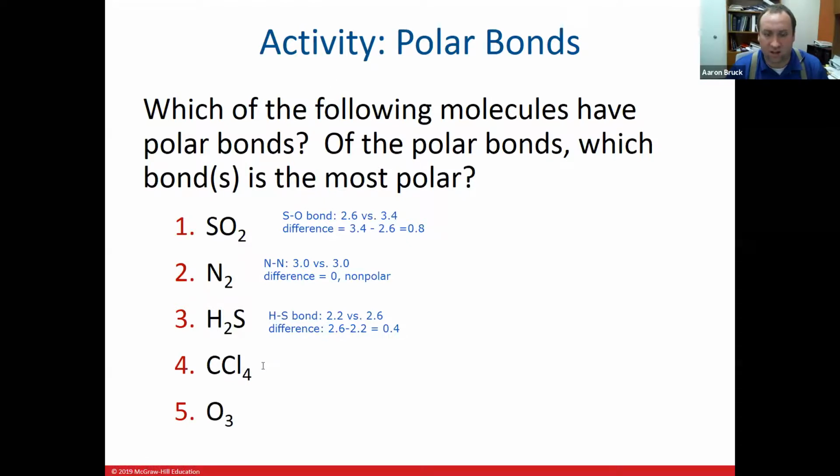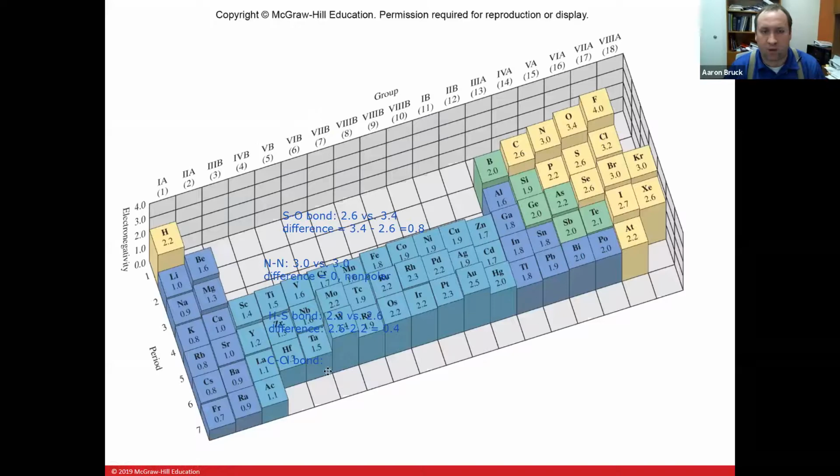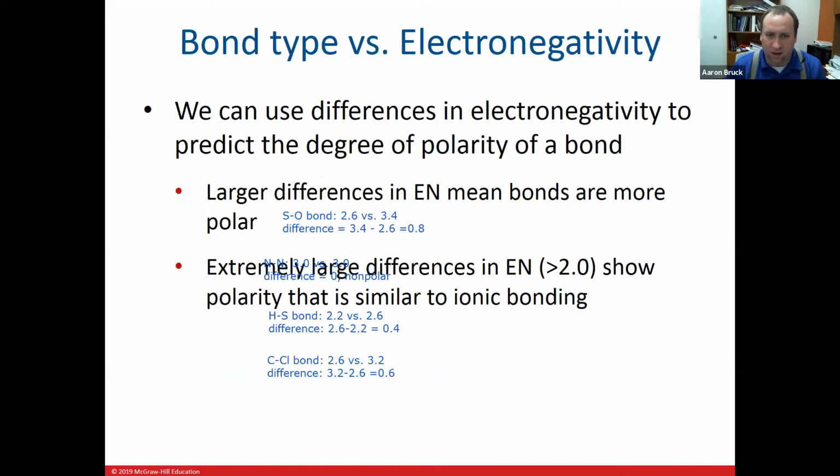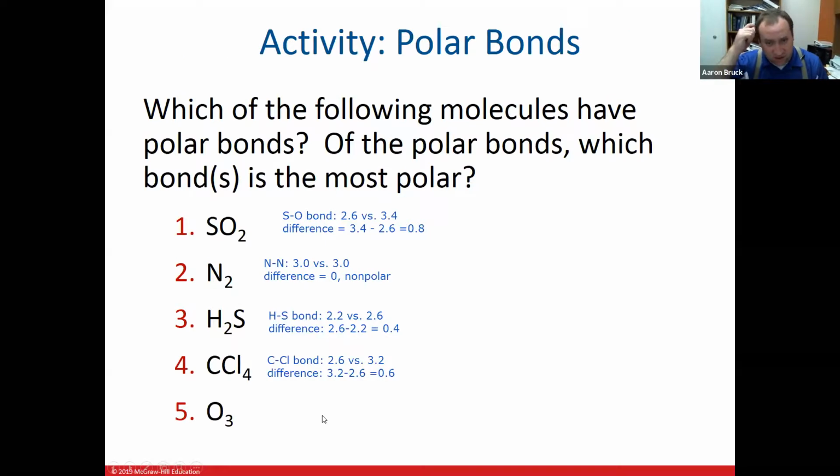Our next one, we've got carbon tetrachloride. So we've got a C to Cl bond. Going to our table, carbon is 2.6, chlorine is 3.2. So our difference there, 3.2 minus 2.6, is 0.6. So again, polarity, definitely more polar than the H2S, but not nearly as polar as the SO2.